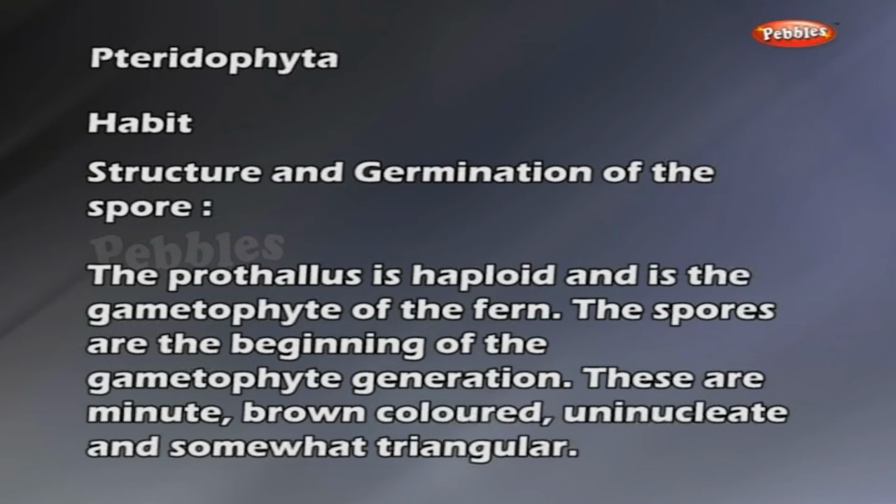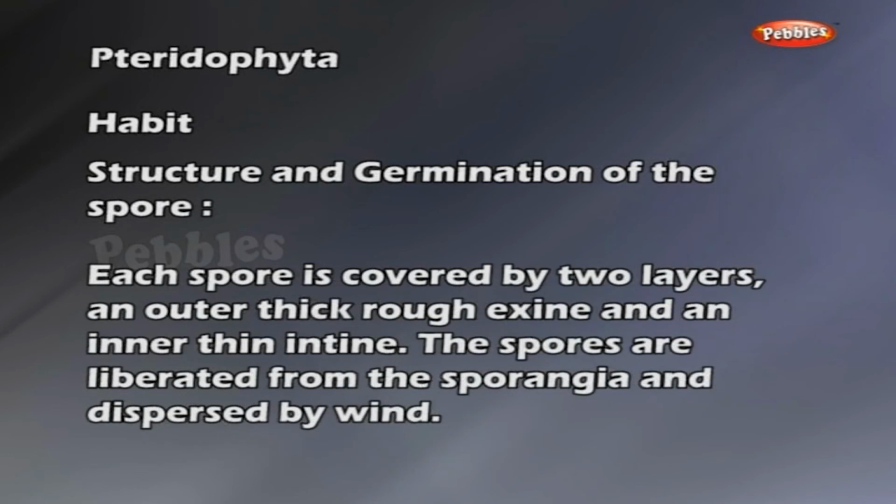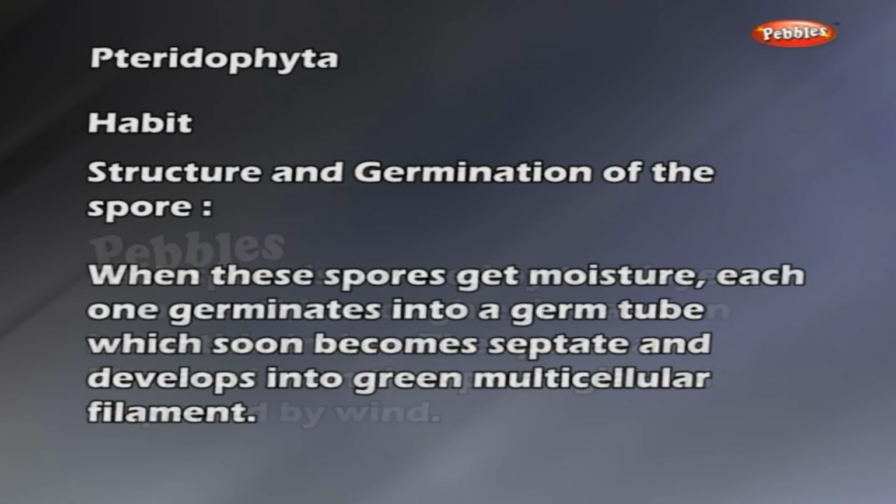The spores are the beginning of the gametophyte generation. These are minute, brown-colored, uninucleate, and somewhat triangular. Each spore is covered by two layers, an outer thick rough exine and an inner thin intine. The spores are liberated from the sporangia and dispersed by wind.